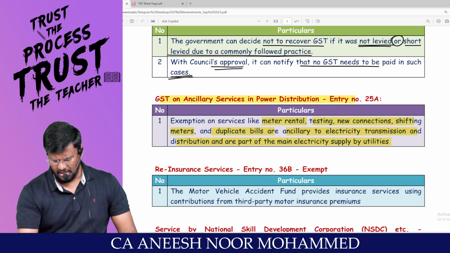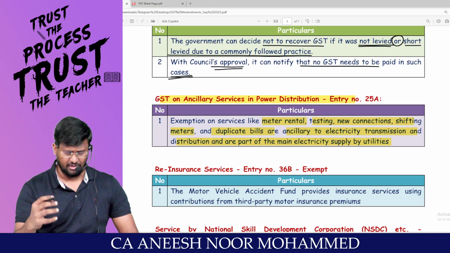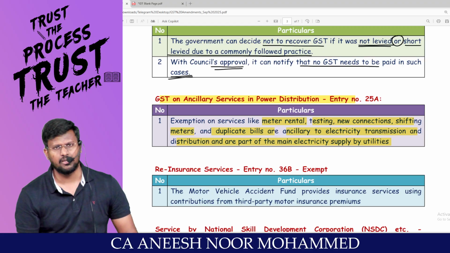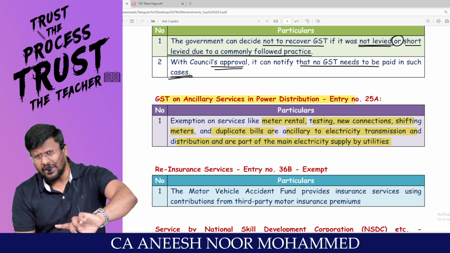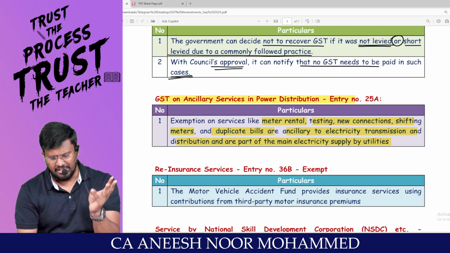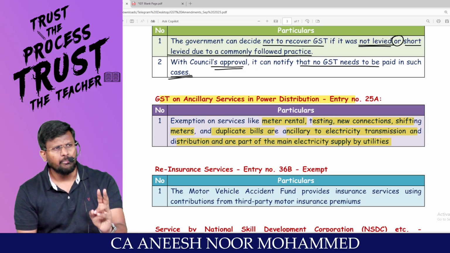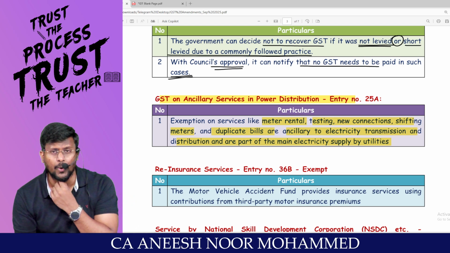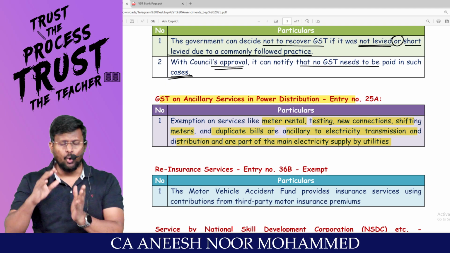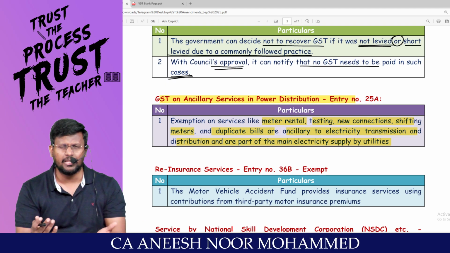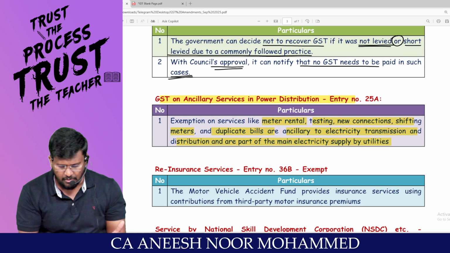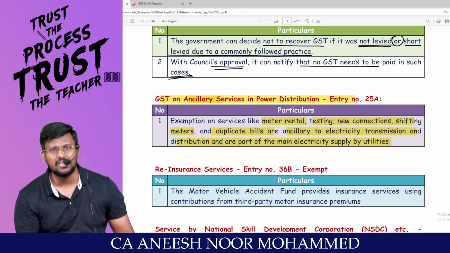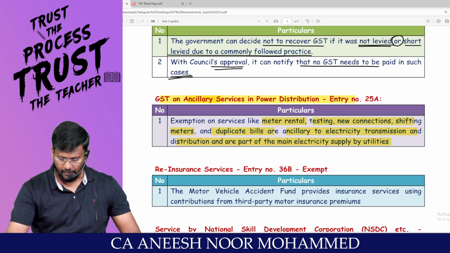For example, we know that transmission or distribution of electricity by a transmission or distribution utility is exempt from GST, right, sir? Not only that, main services like meter rentals or testing services, providing new connection, shifting meters from the old home to the new home or one place to another, or giving old duplicate bills when required by the people. All these are also connected services. That is called ancillary services. Even ancillary services are also exempted under Section 11.